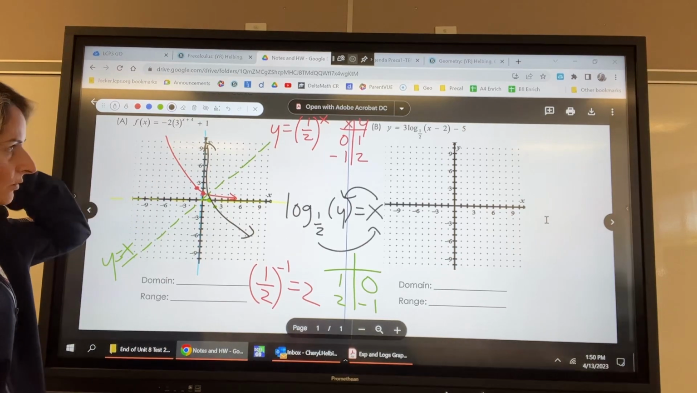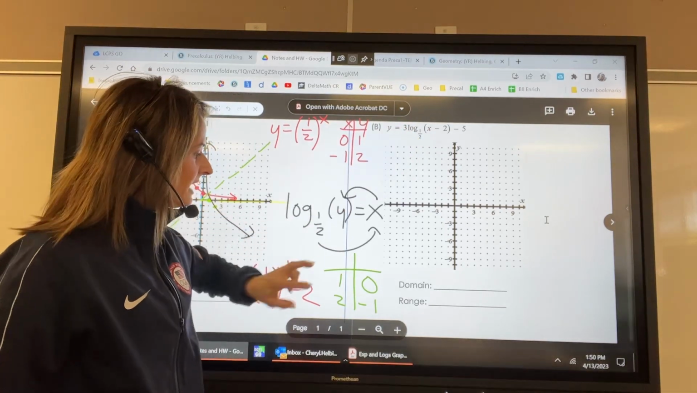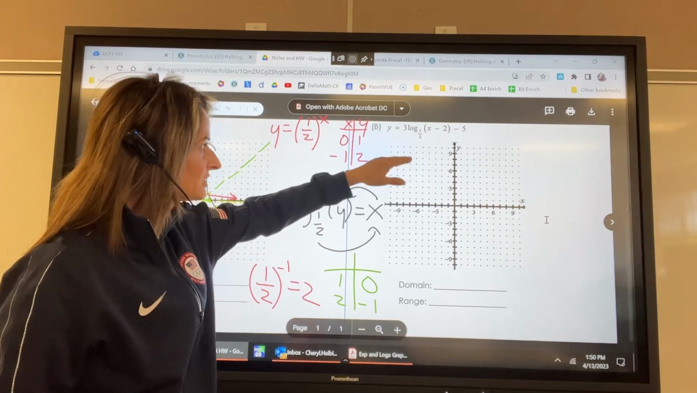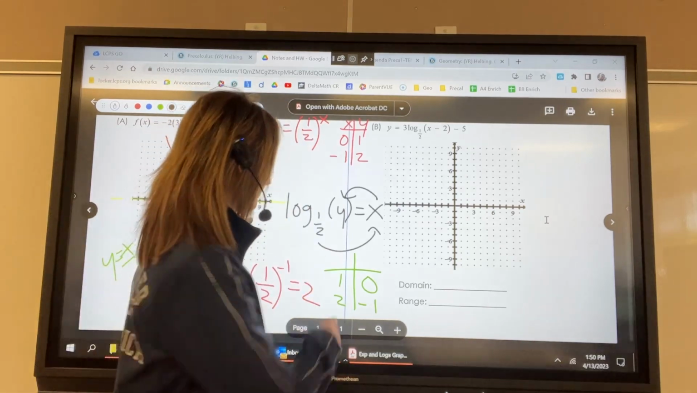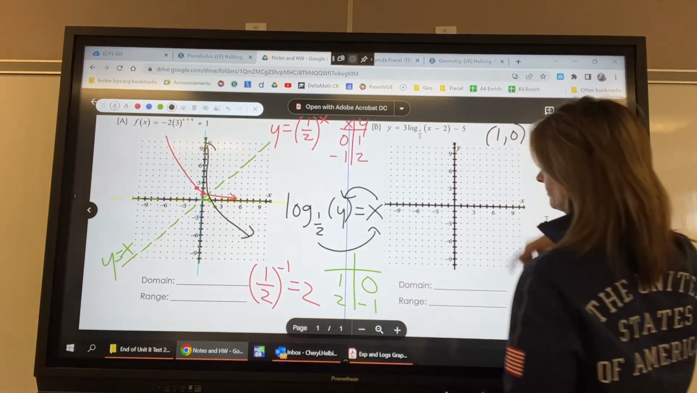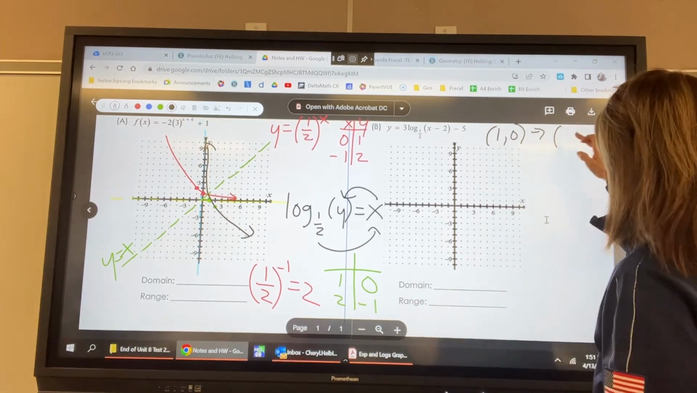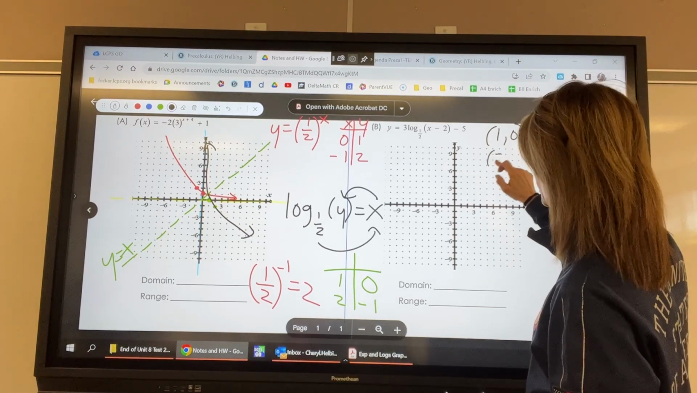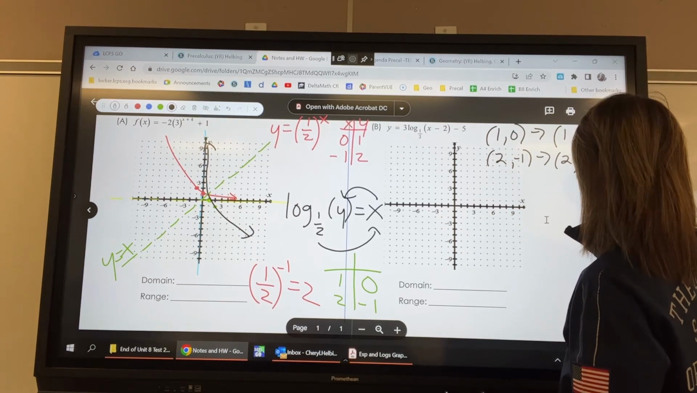So we're going to use these 2 points for this graph, and we're going to multiply the y values by 3 because a is 3. And then we're going to shift them right 2 and down 5. And that's it. So 1, 0 is going to go to, if I take that 0 and multiply it by 3, I'm still going to have 0. So it's 1, 0. And then the other point is 2, -1. And that's going to be moving to 2, -3.